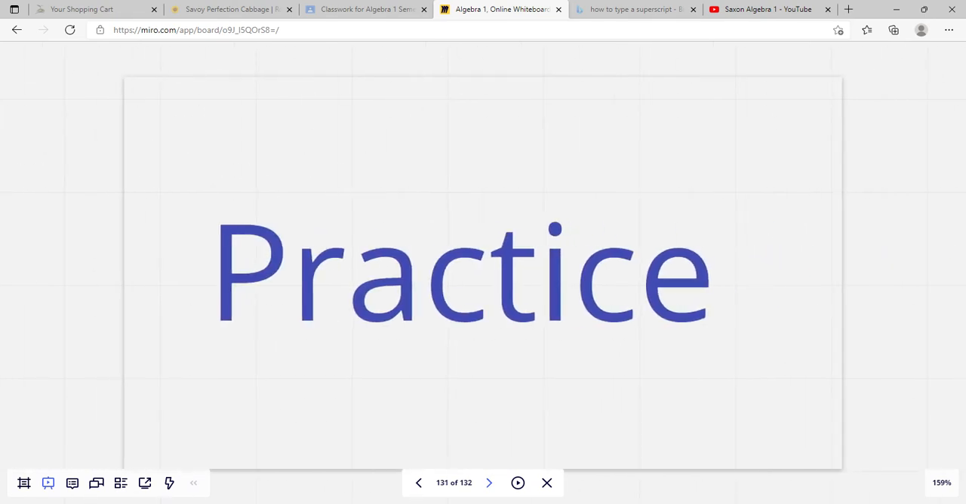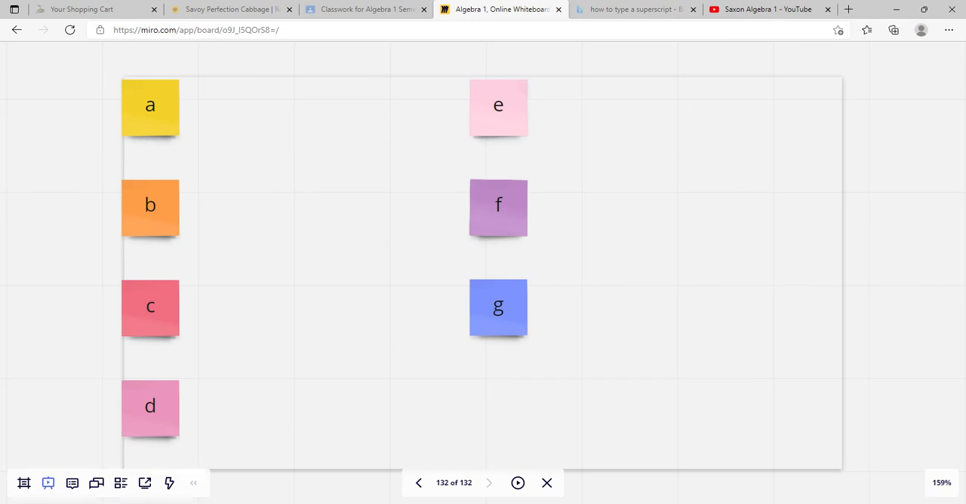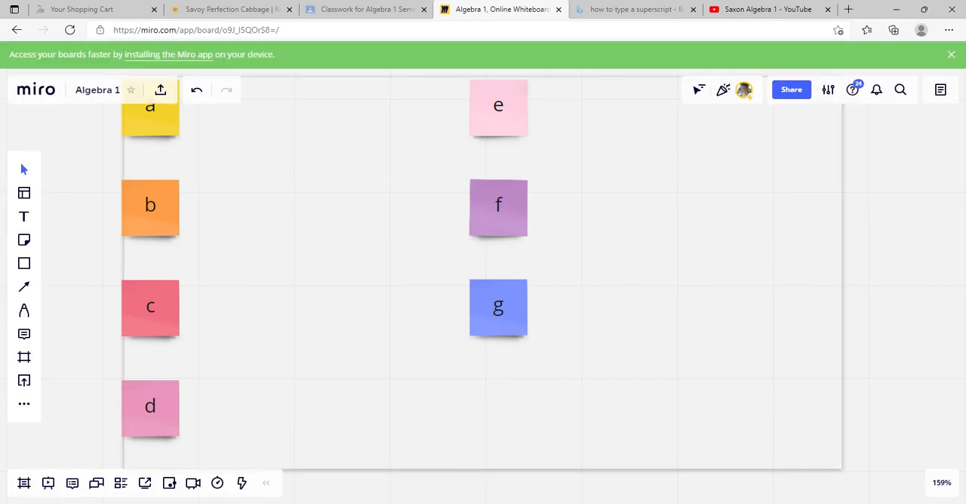Alright, go ahead and pause the video and work the practice problems, and I'll come back and work them for you. Alright, so the first few are algebraic phrasing. A says 5 times the sum of 3 times the number and negative 5. So first I need 3 times the number and negative 5, and then I need 5 times that sum. And that's it.